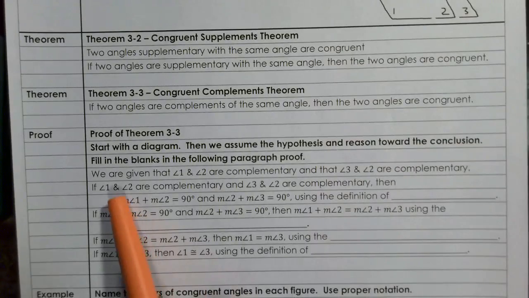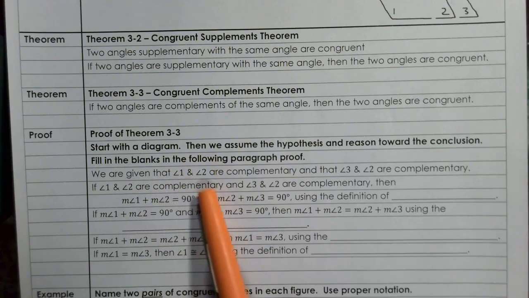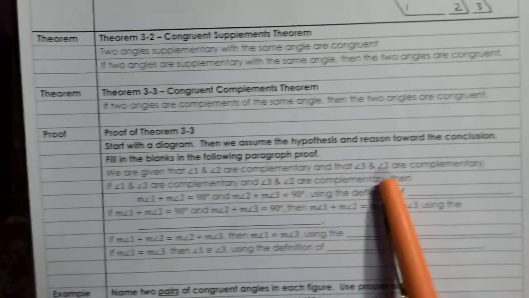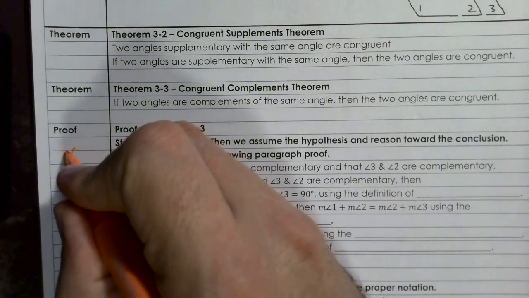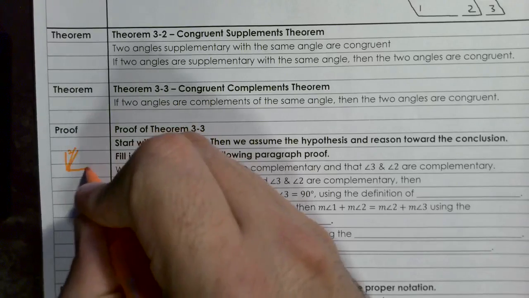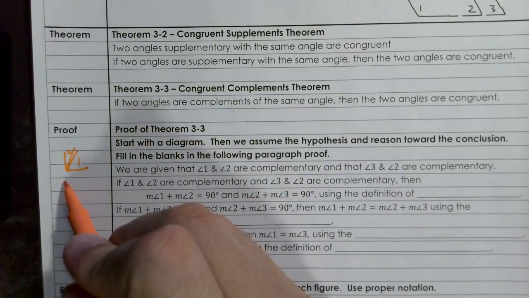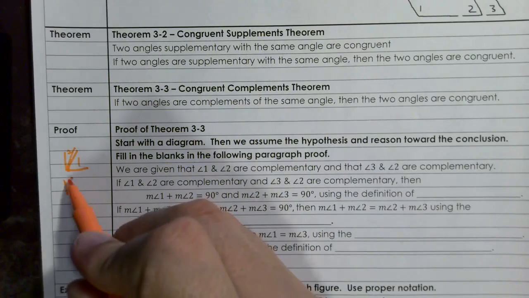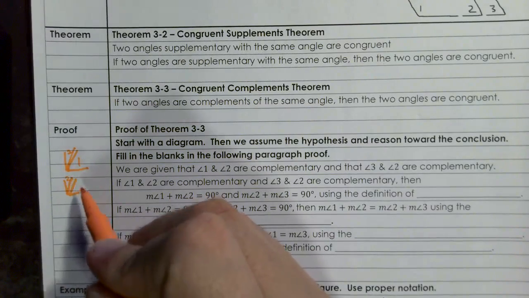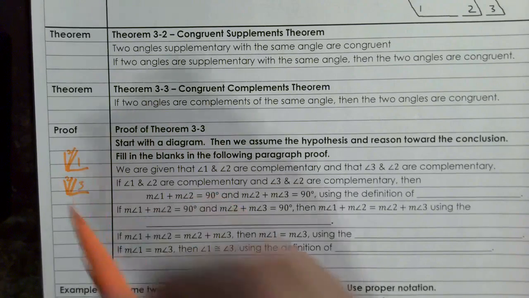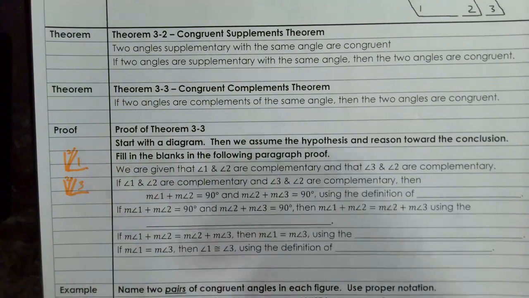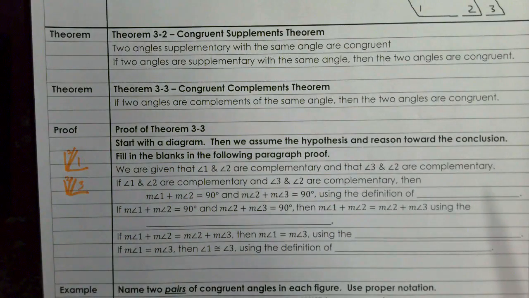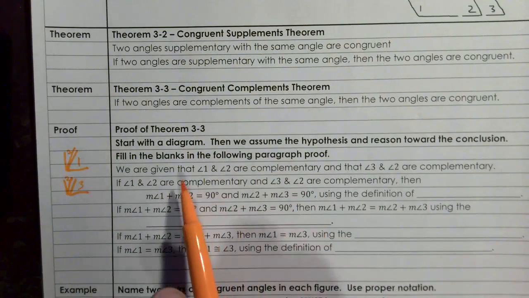So the idea is we're going to start with a diagram. We are given that 1 and 2 are complementary and 3 and 2 are complementary. So I want just a little 2, and then there's going to be this big 1. And then we've got another little 2, so these 2's are the same, and then a big 3. We want to show that these two are the same. They kind of look the same, but that's also because I drew them that way. But they are definitely the same.